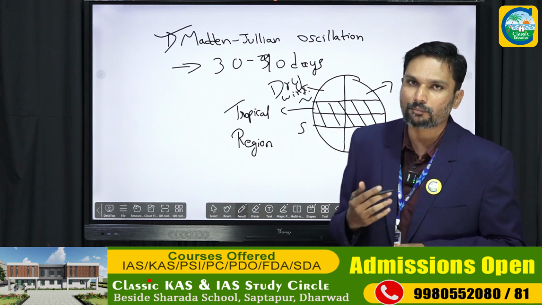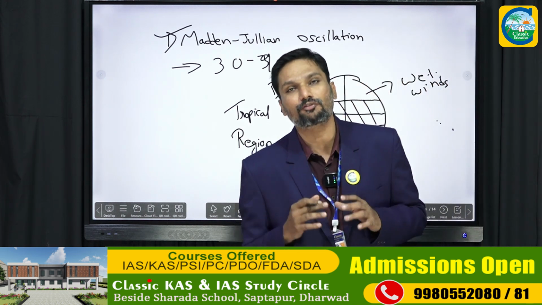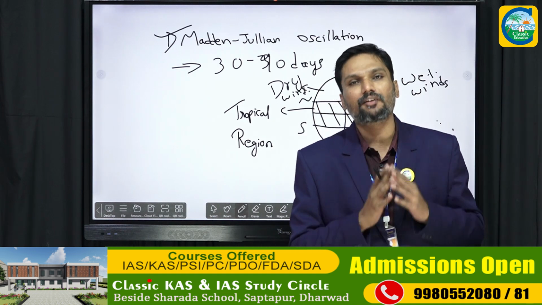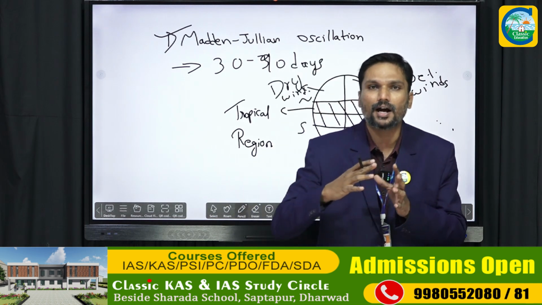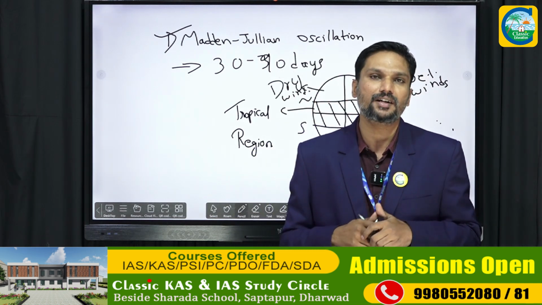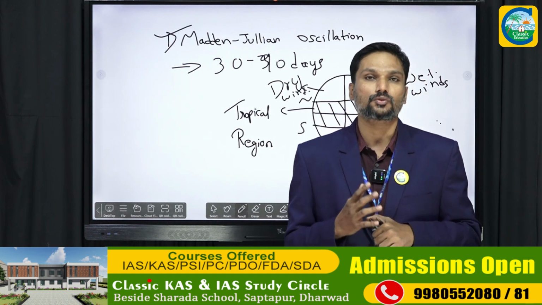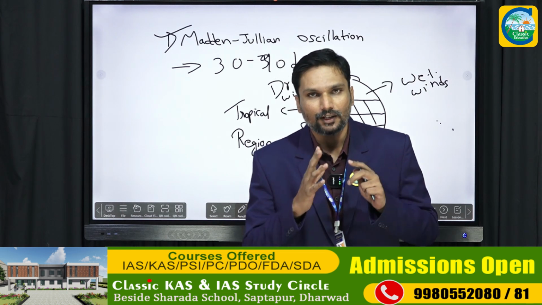What do you understand by this? It means that one half of the earth is deprived of rain. The second part, where there is a flow of wet winds, that part we generally get a lot of monsoon rains. Not only monsoon, but we get a lot of rains in that part, right?